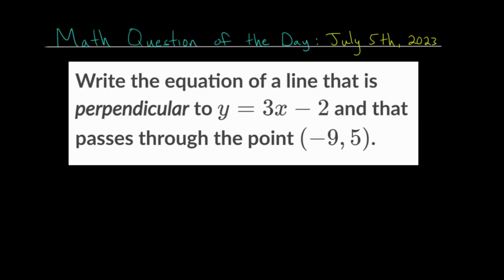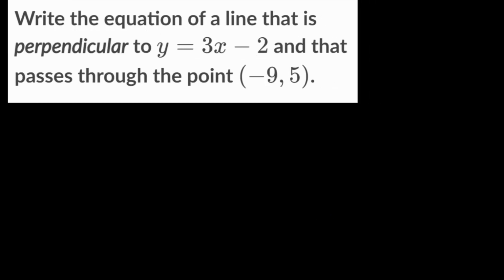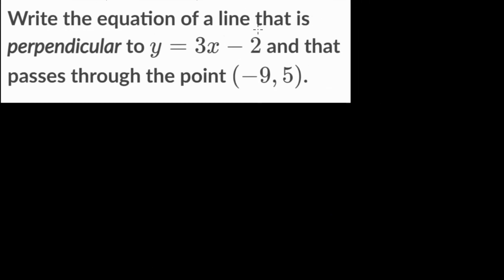Now, assuming that you have attempted the problem, let's start working through this. We need to find the equation of a line that's perpendicular to this line right here. The main strategy is that from this line, we can figure out the slope of the equation of our line. Then we can use this point and the slope to determine the equation of the line we're looking for.